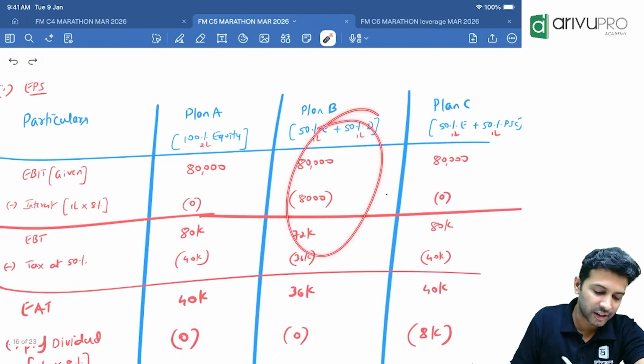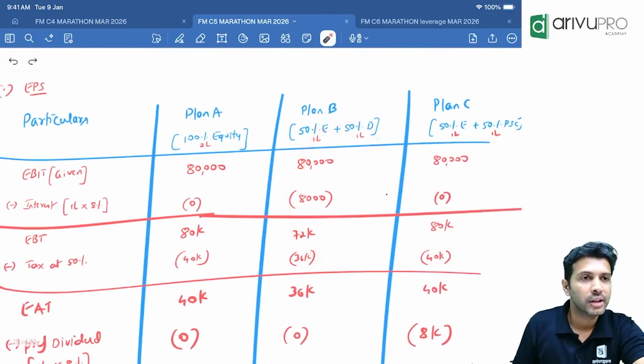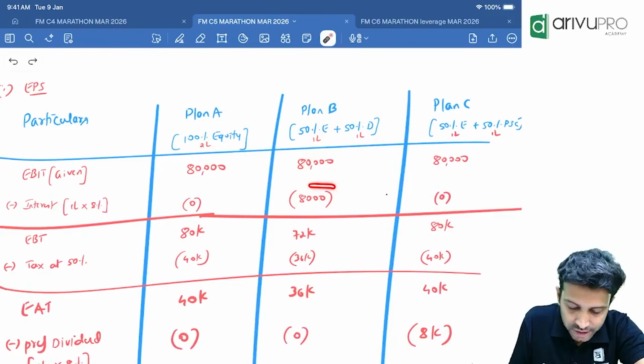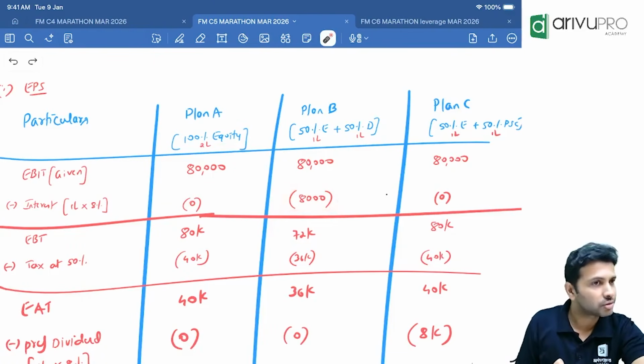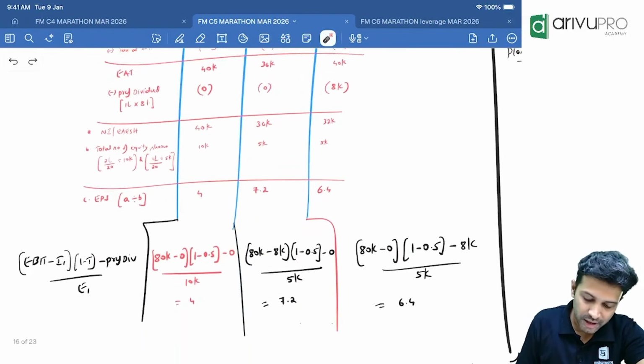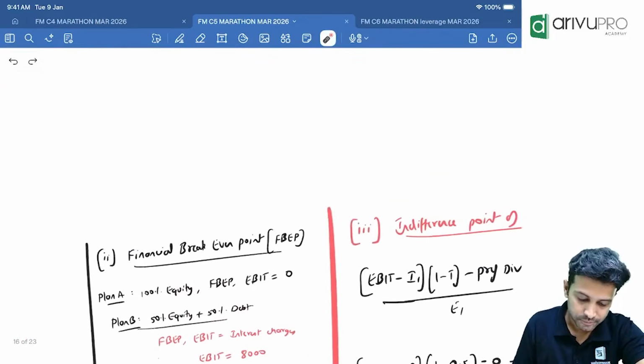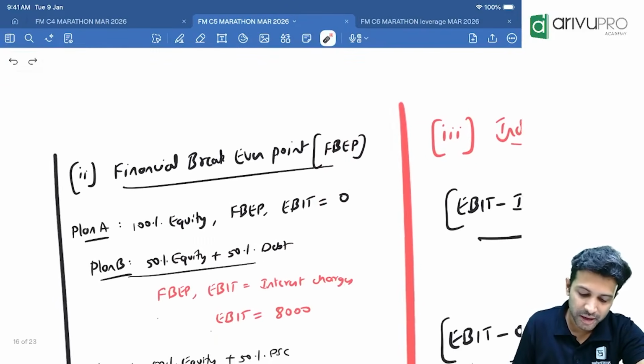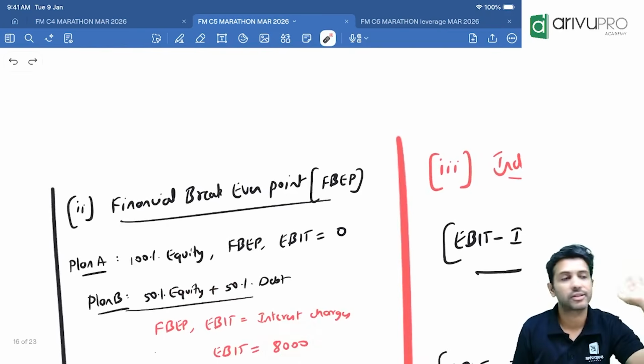Second plan, tell me. Second is equity and debt. If you have equity and debt, EBIT should be equal to interest charges. How much is interest charges? 8,000. Yes, sir. So in the first plan, what is the answer? EBIT should be equal to 0. In the second plan, EBIT should be equal to interest charges.